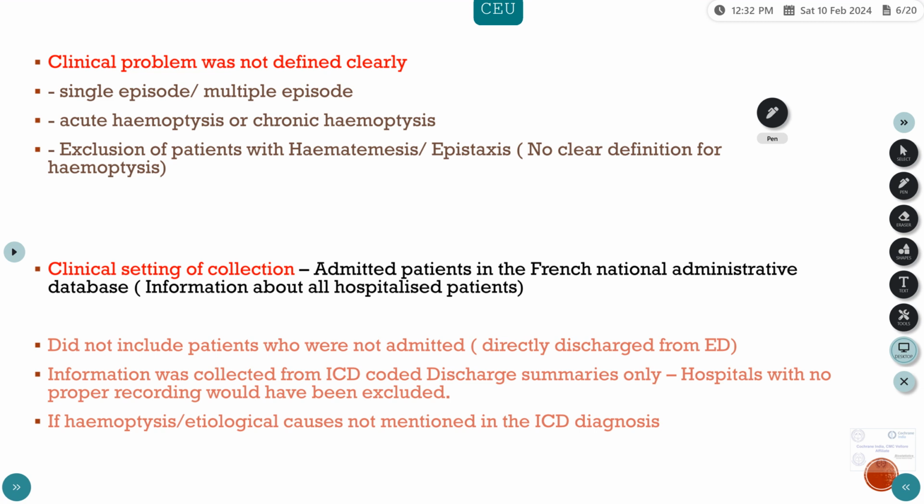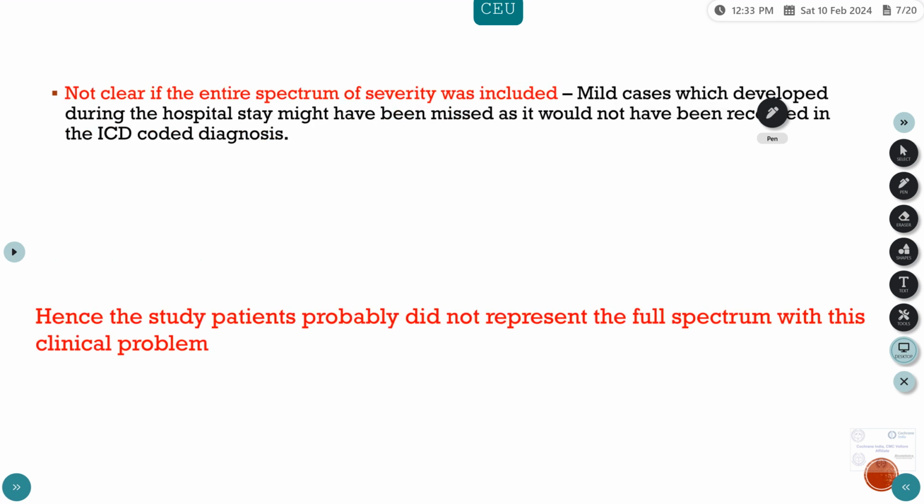Also, they had searched for hemoptysis either as one of the main diagnoses, or through the etiological causes mentioned in the ICD diagnosis. So if the hemoptysis was not recorded in the ICD coding, or its etiology was not recorded, that was not taken into consideration, and those patients were probably excluded. The other thing is whether this represented the entire spectrum of severity of cases which they had taken.